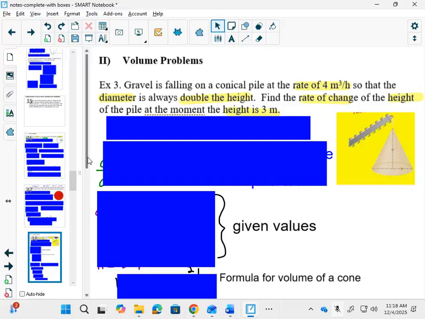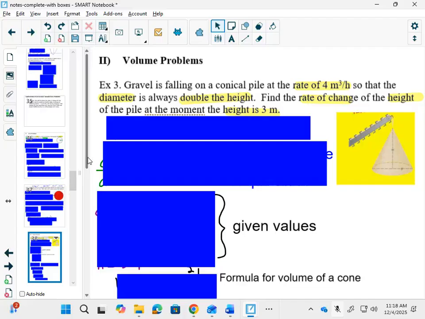Gravel is falling on a conical pile, which is the natural shape that would happen if you started pouring sand or anything off a conveyor belt. It'll make a nice cone. But as you pour more stuff on there, what happens to the cone? It gets bigger. The height will get taller, but so will the radius at the bottom. And so will the volume.